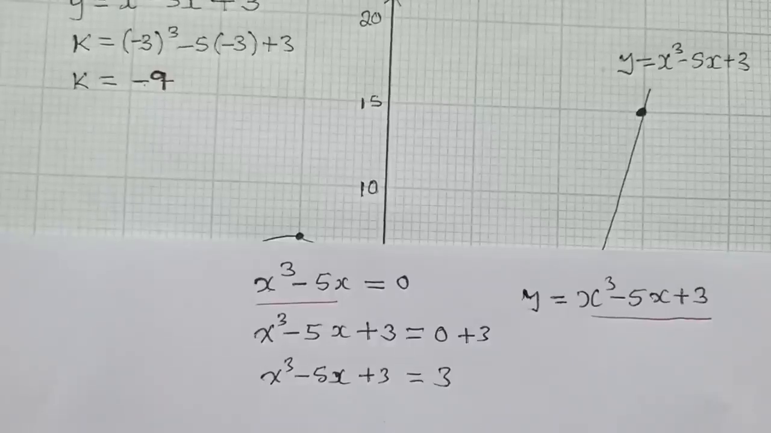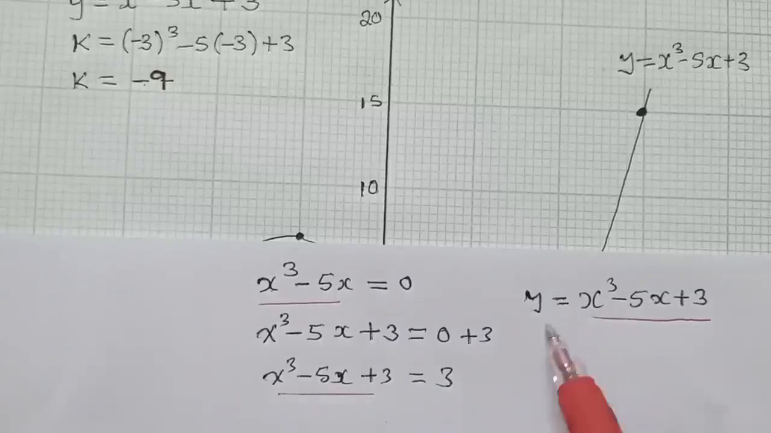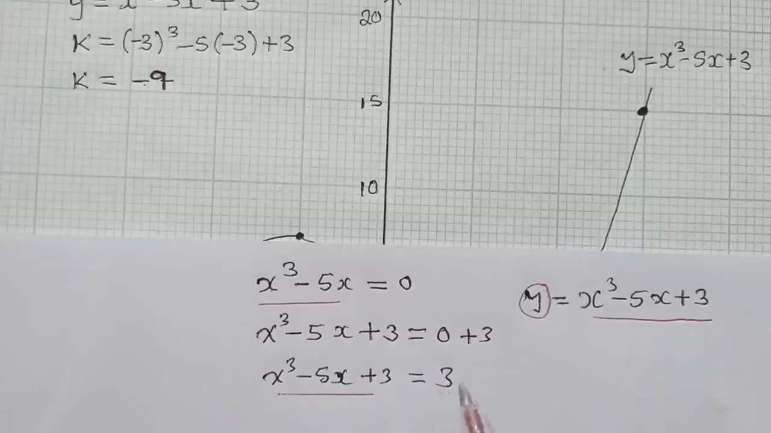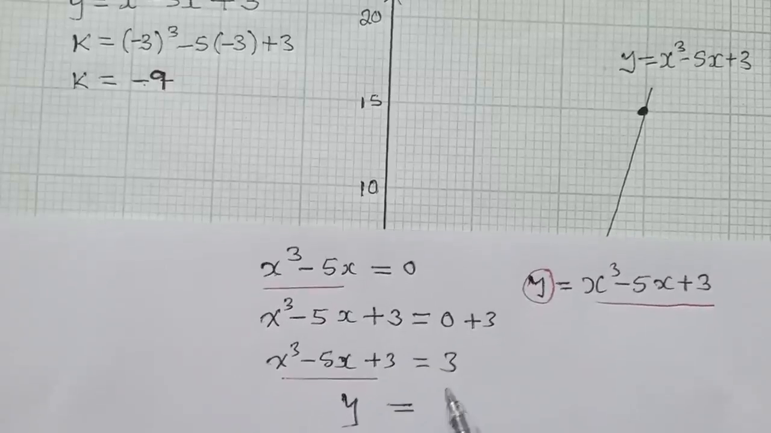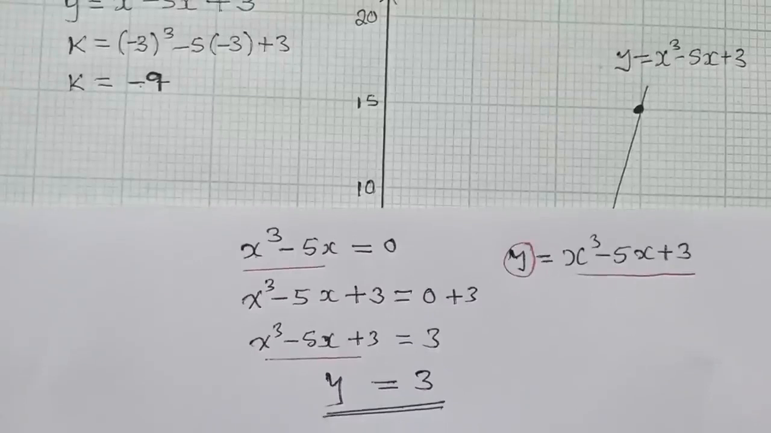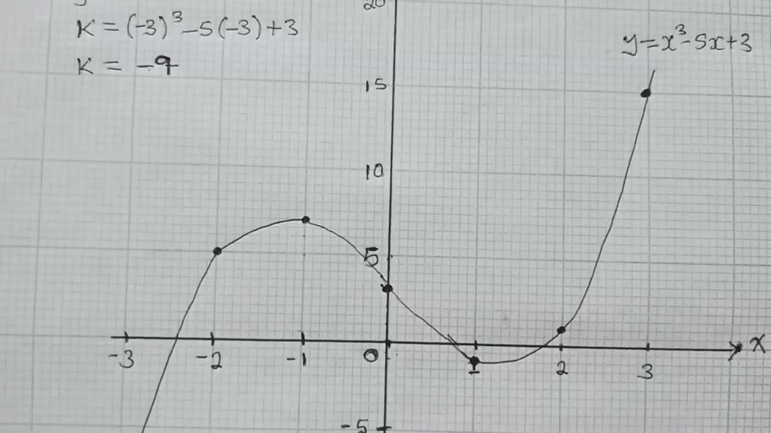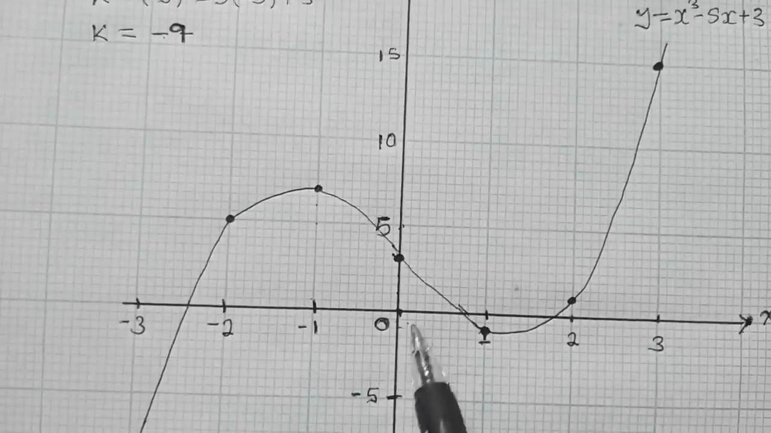So if you can see, all this thing right here is the same as this. So we shall say y is equal to this. So y, we shall put y here is equal to what is to the right side, which is a 3. So this is what we need to graph. Y is equal to 3. So we shall go to our graph and check where y is equal to 3.